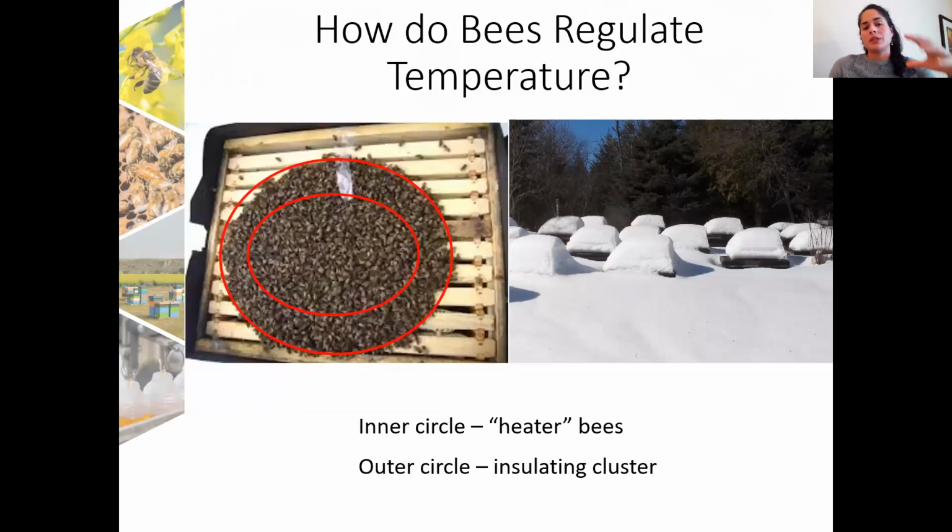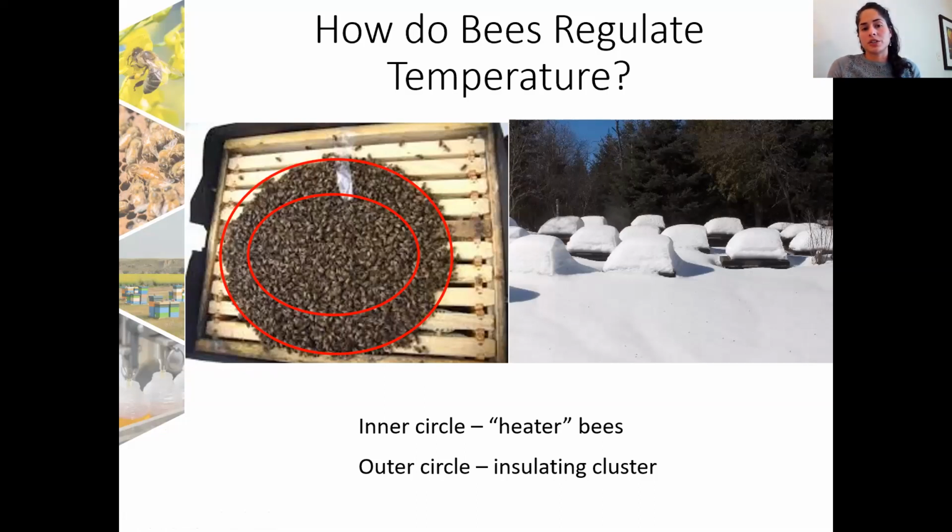In the winter, bees form a cluster, a very tight cluster. And here on this picture I have the cluster that you usually find in the winter. Usually bees will start clustering when the temperature goes below 5 or 0 degrees. That's when the bees will start forming that cluster. And to explain how they regulate the temperature, I divided it into the inner circle and the outer circle of the cluster.